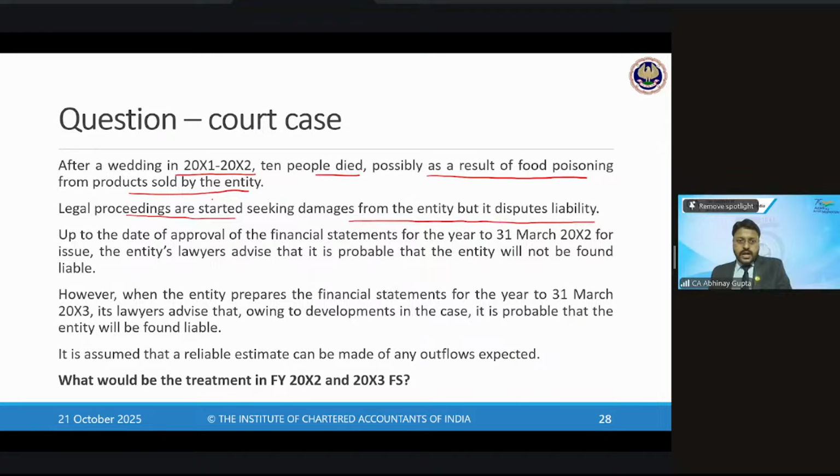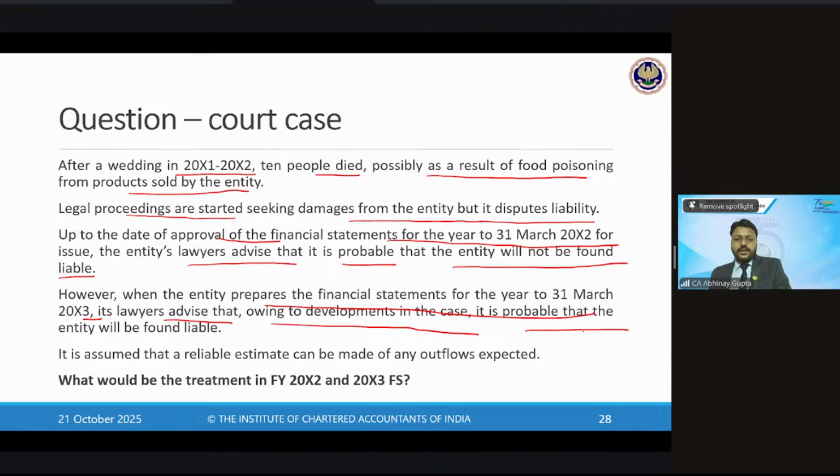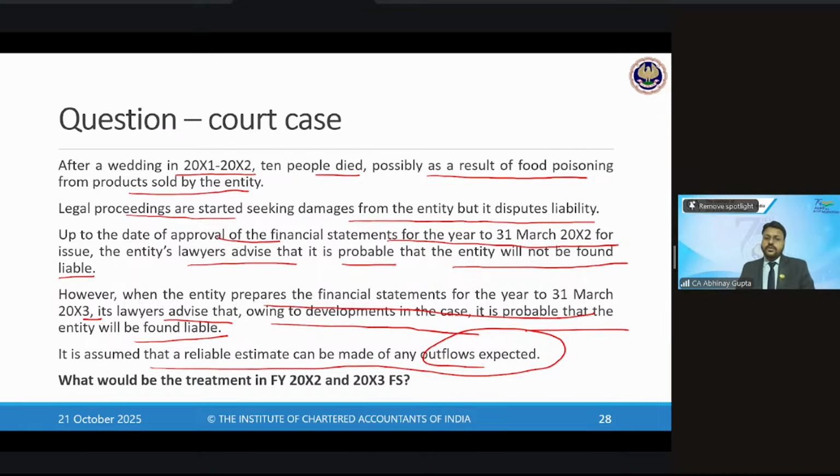But out of those people, 10 have died, possibly because of food poisoning, and they have filed a case against the company seeking damages. So that's the situation. Up to the date of approval of the financial statements, that is 31st March 2002, the entity's lawyers advise that it is probable that the entity will not be found guilty or liable. However, when the entity prepares the financial statements for the year ended 31st March 2003, that is the next year, its lawyers advise that owing to developments in the case, it is probable that the entity will be found liable. It is assumed that a reliable estimate of the outflows can be made, right? What is your advice for both the financial statements, 2002 and 2003?